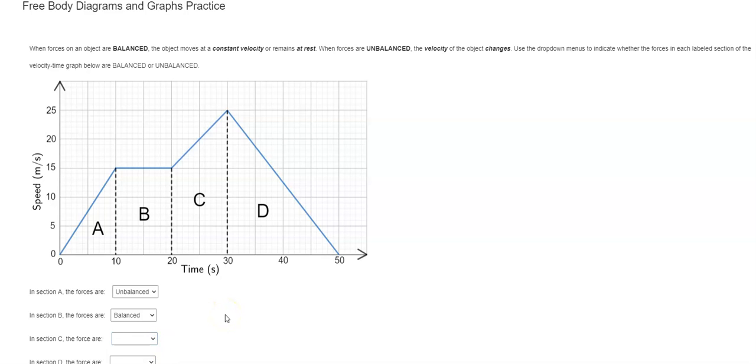I can't do the rest of it. It goes outside my frame. But that's how you do the graph questions. So that's it. If you have any questions, please ask me or Ms. Geiger.